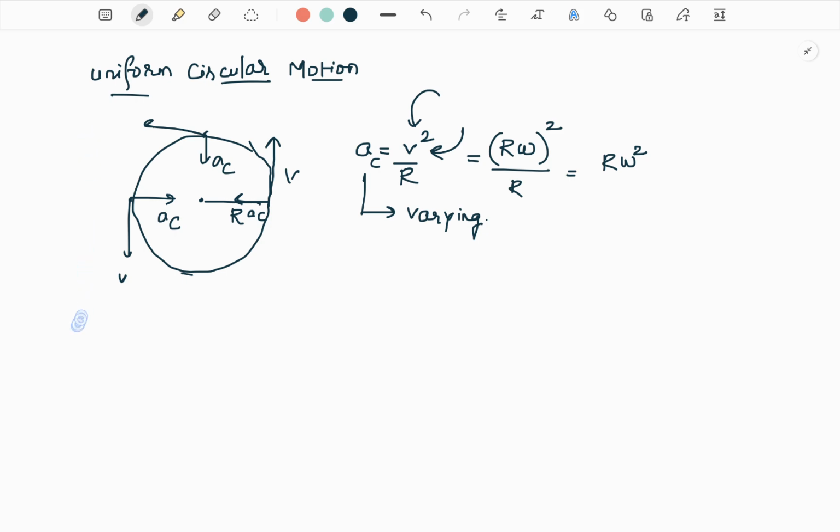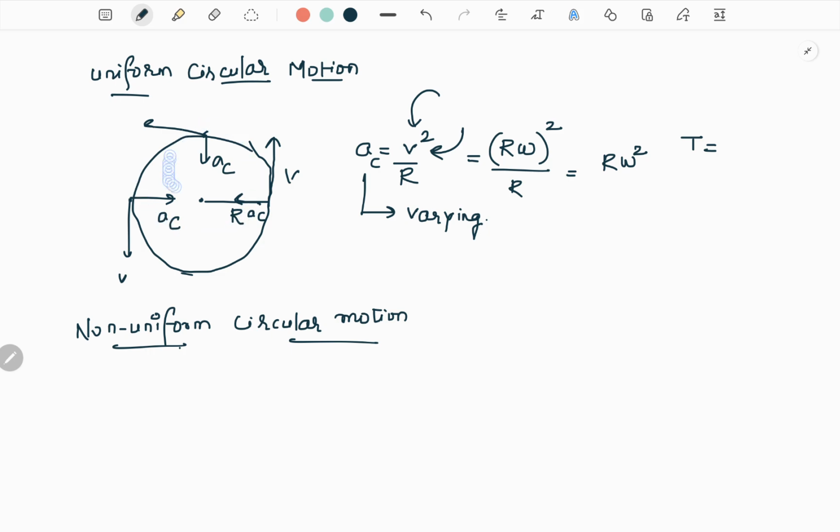Now let's discuss briefly regarding non-uniform circular motion. One more small point I forgot to tell you here.